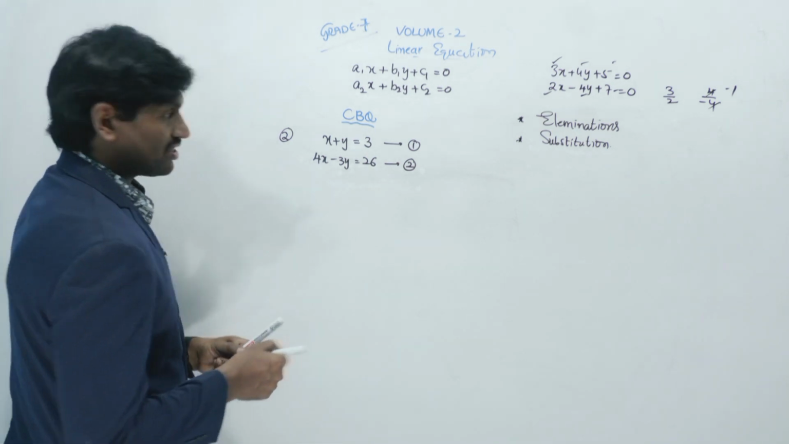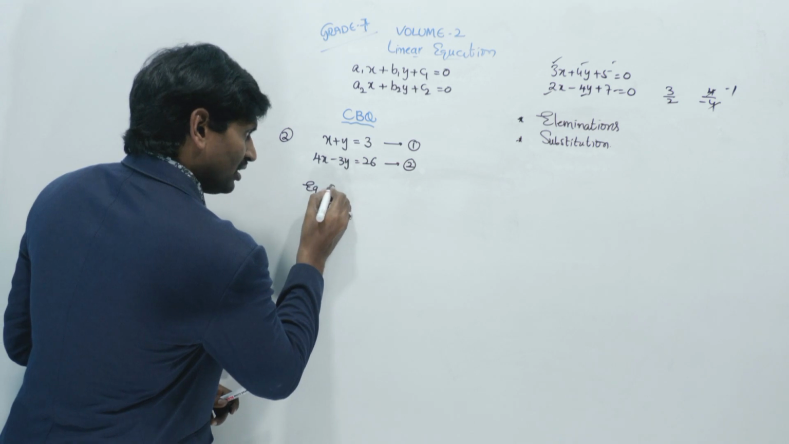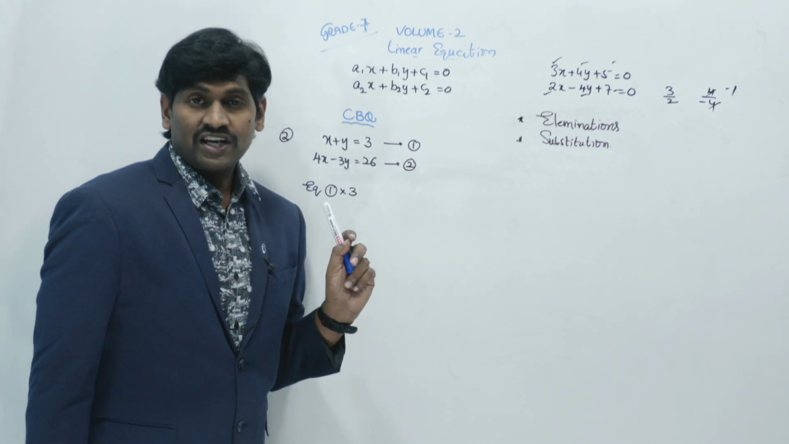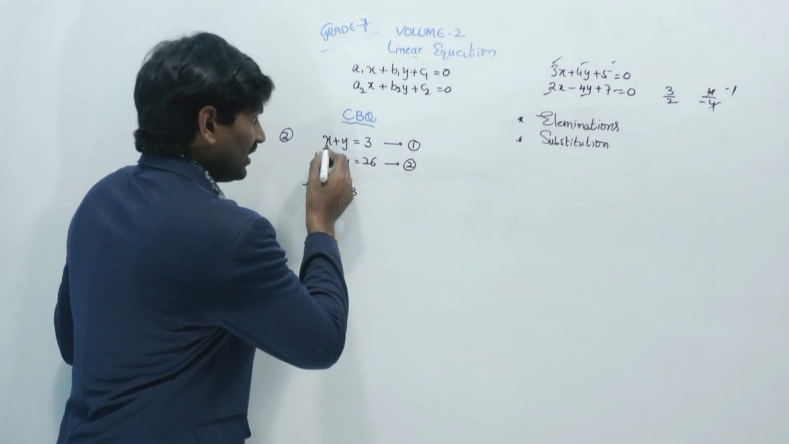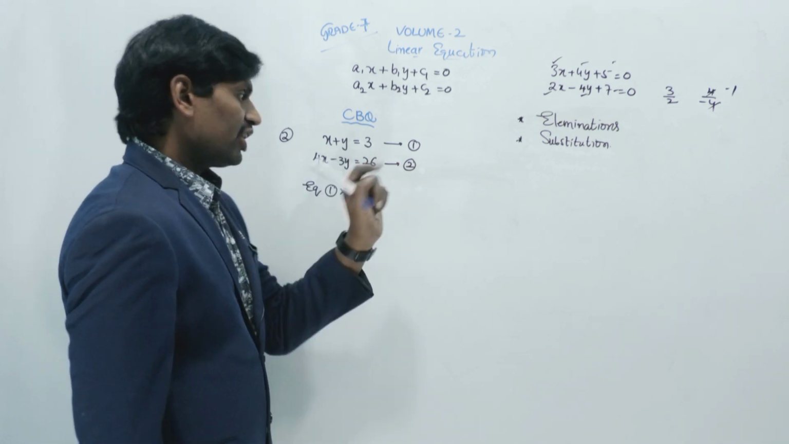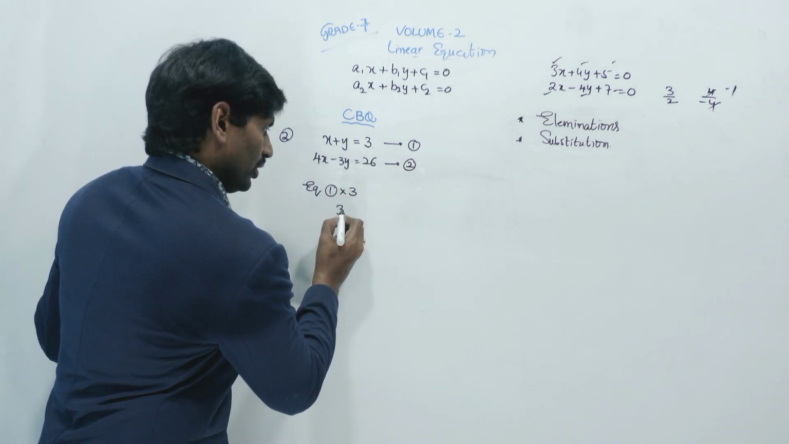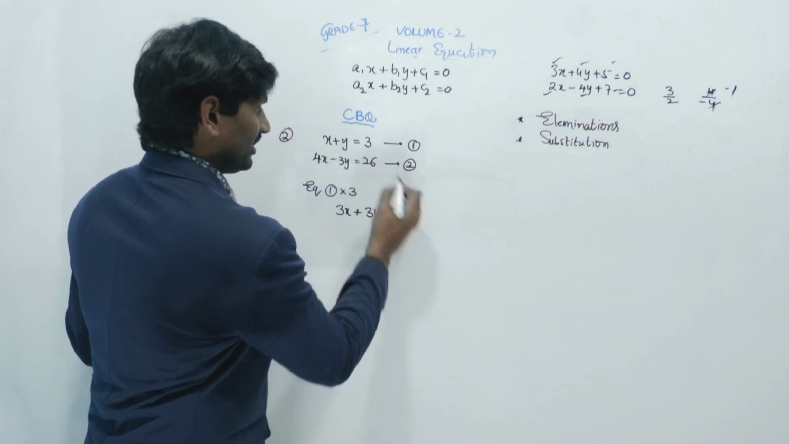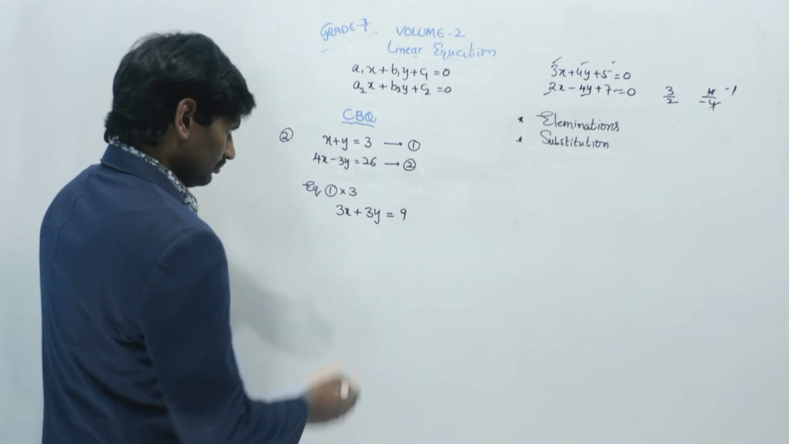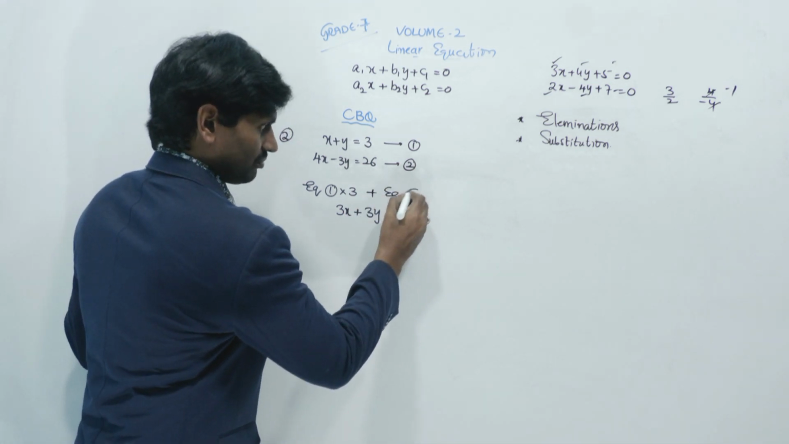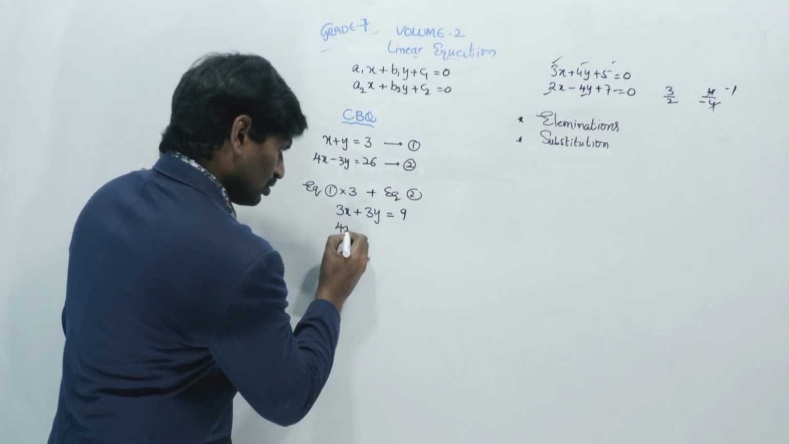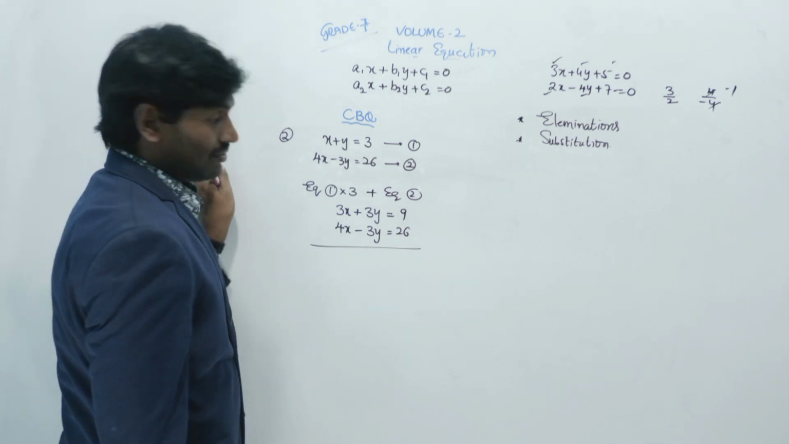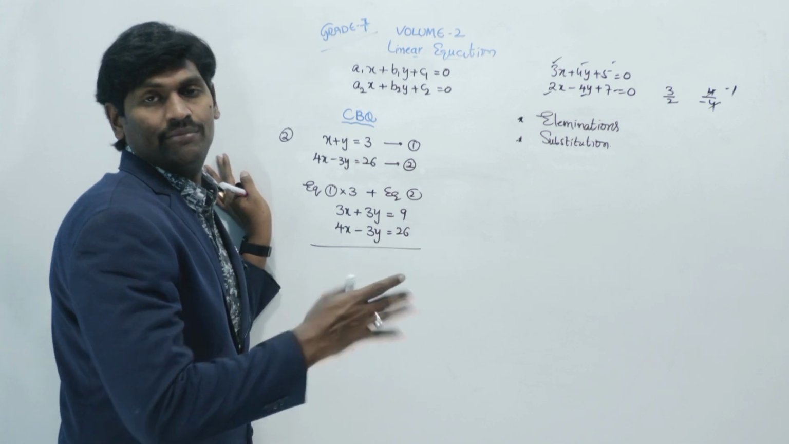For this, I am multiplying equation 1 by 3. What is equation 1? x plus y is equal to 3. Multiply the entire equation by 3: 3 into x is 3x, 3 into y is 3y, and 3 into 3 is 9. Plus equation 2, 4x minus 3y equals 26. Add both of them. Then plus 3y and minus 3y will be eliminated.